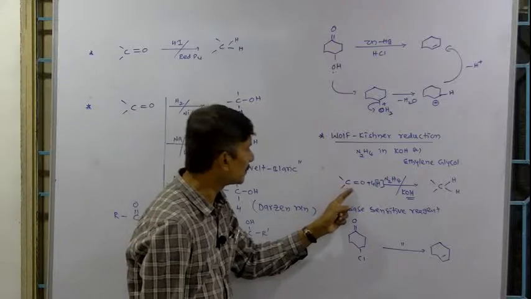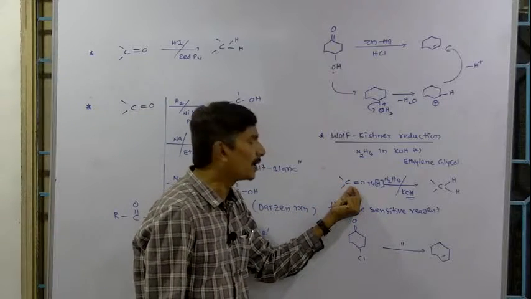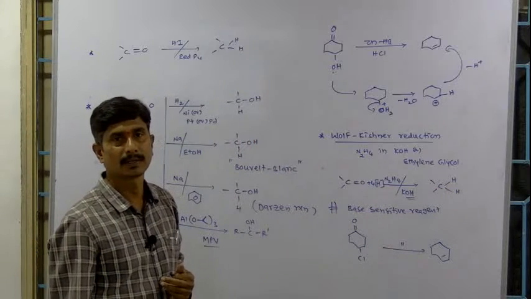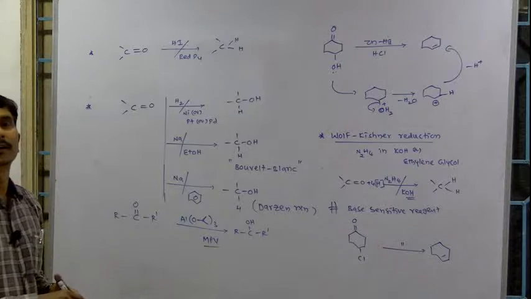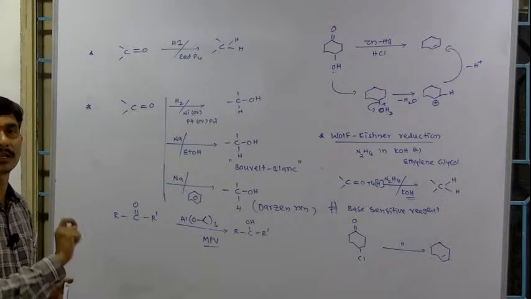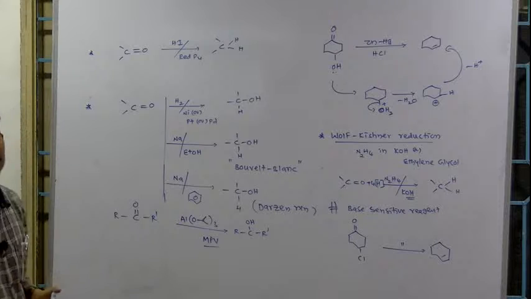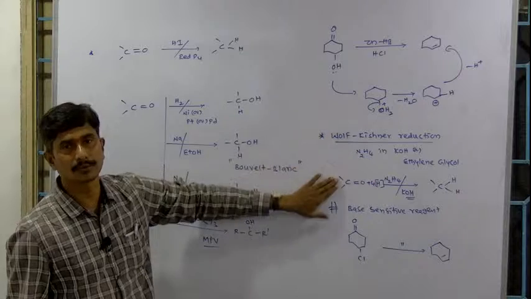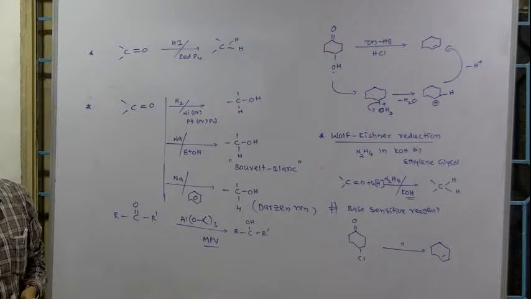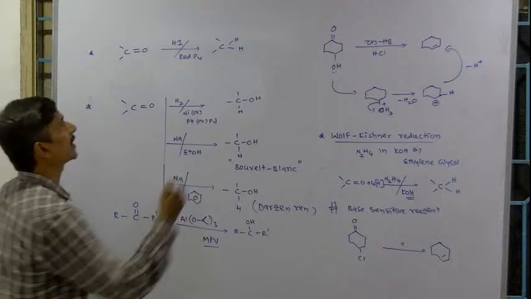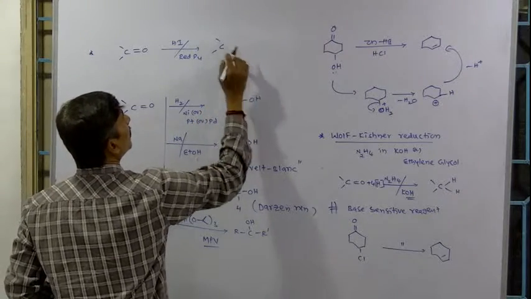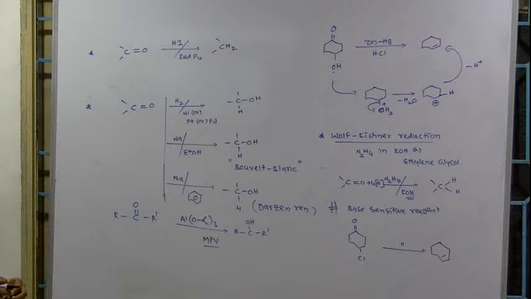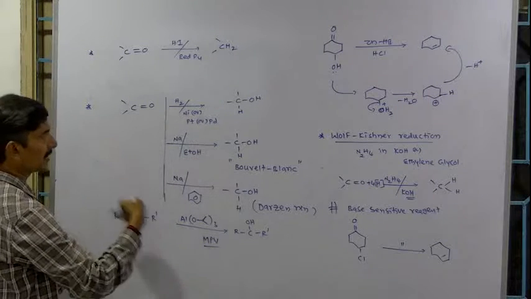What it is converting now: C double bond O, the carbonyl group, is converted into CH2, the methylene group. So the question may be asked in this manner: if the carbonyl group C double bond O is converting into a methylene group, what are the reagents? These three: Clemmensen, Wolff-Kishner, as well as HI with red phosphorus. C double bond O is reduced and converted into CH2. So the question may be asked, or they may give such types of reactions.